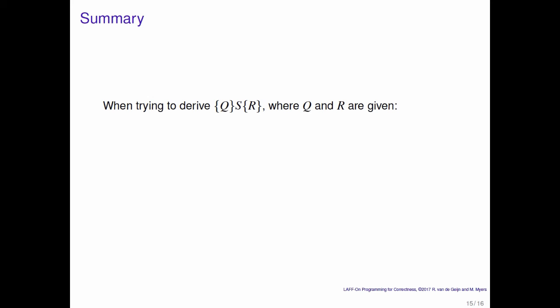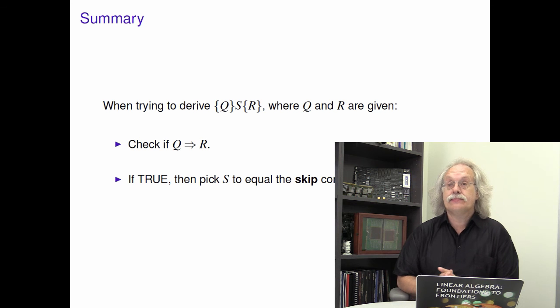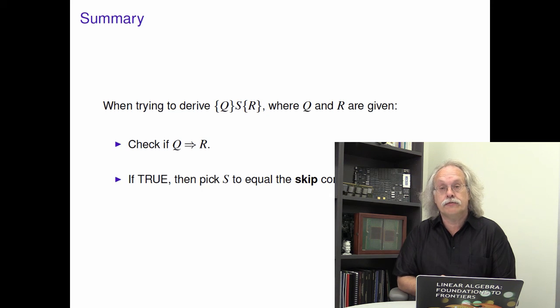So what happened here? We had a Hoare triple that defined what we wanted the code segment to do. We examined the precondition and postcondition and noticed that the precondition already implies the postcondition. And therefore we recognize that an appropriate command to pick is the skip command. Ta-da! You have derived your first code segment.